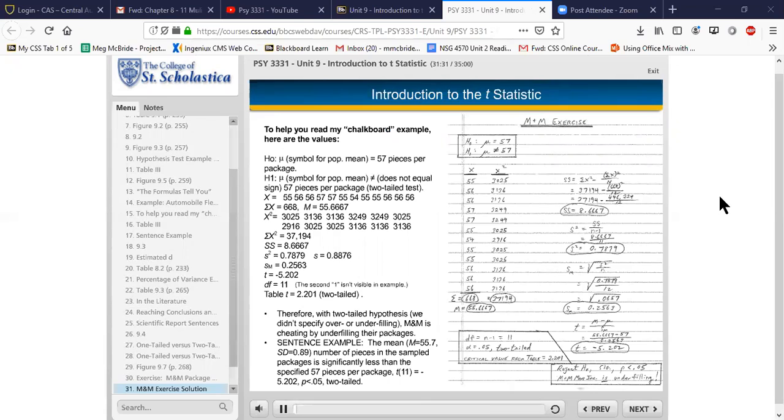This is my handwritten solution for the M&M exercise, like I would write on the chalkboard if we were in a sit-down class. We start at the top left with our null and alternative hypotheses. The null hypothesis is that the mean will equal 57, because the population mean is stated to be 57 pieces per package. The alternative hypothesis states that the mu will not equal 57.